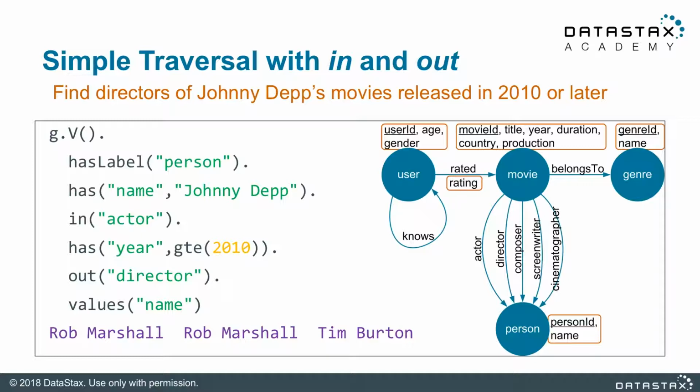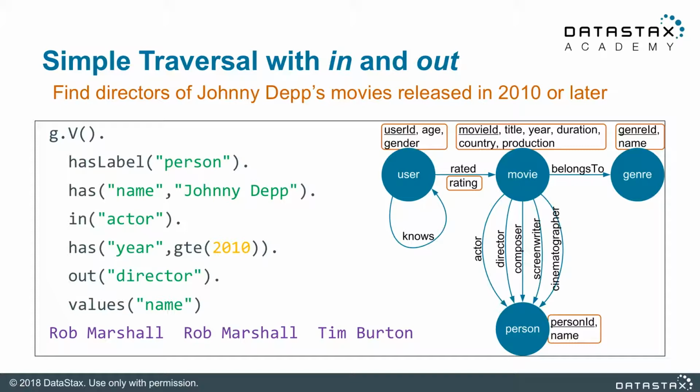This example uses both in and out step in one traversal. This traversal looks for directors of Johnny Depp's movies released in 2010 or later. You may notice that we took the previous example and made it a bit more interesting. We start with the person Johnny Depp vertex, move to the movie vertices where Johnny Depp acted in, limit the movies to only those that were released in 2010 or later, and lastly, we traverse outgoing director edges using out step to get to people who directed those movies and return their names.